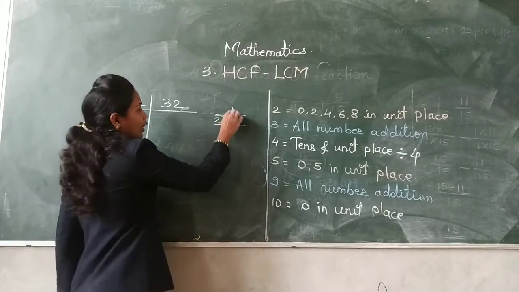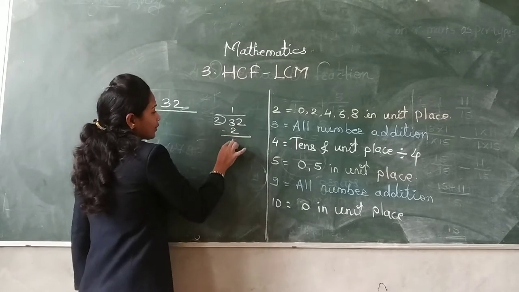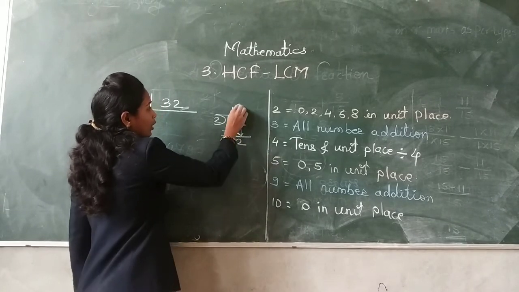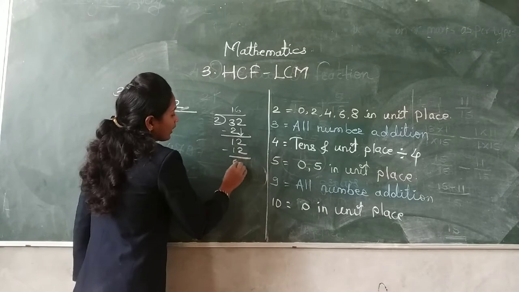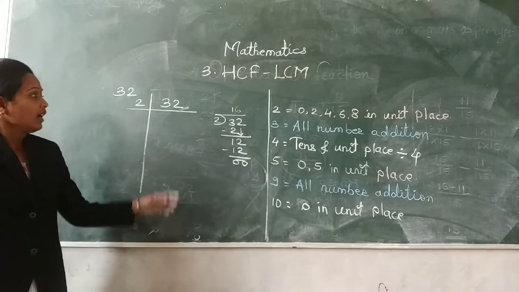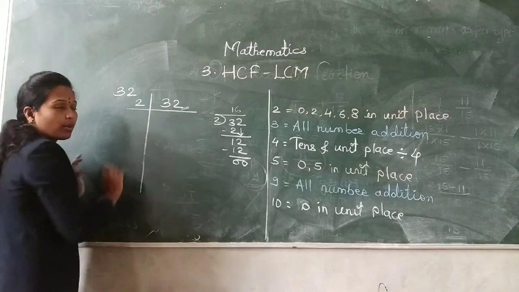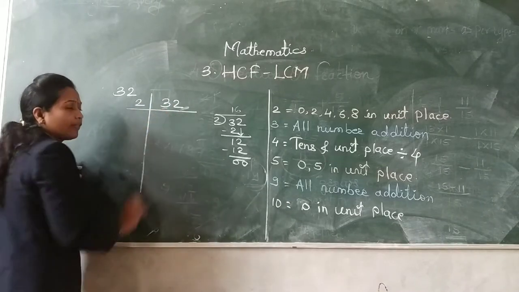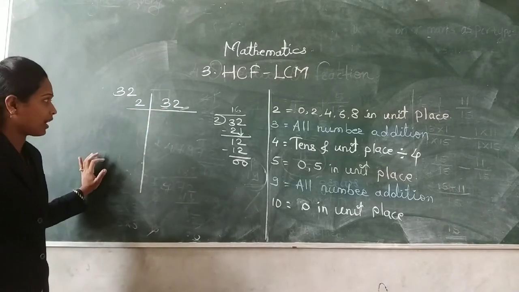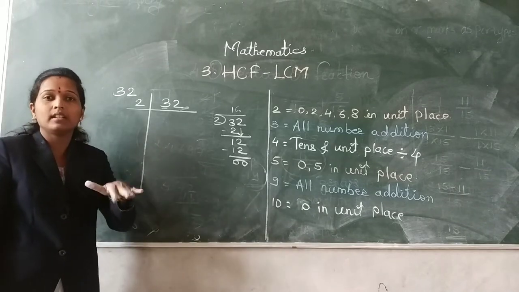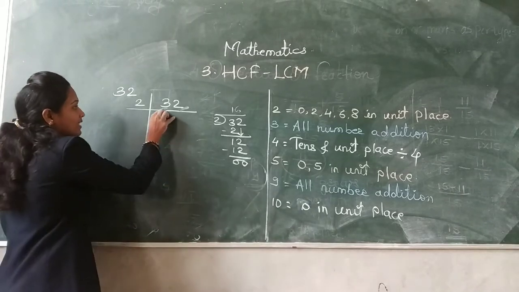Our answer: 2 1s are 2, 3 minus 2 is 1. Next number comes, 2, 2 6s are 12. Here directly we have to see that in the table of 2, 3 is not there. Pay attention to the first number. In the table of 2, 3 is not there. So the number smaller than 3 is 2. So 2 1s are 2.